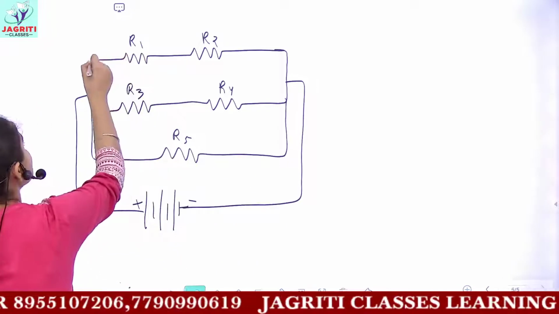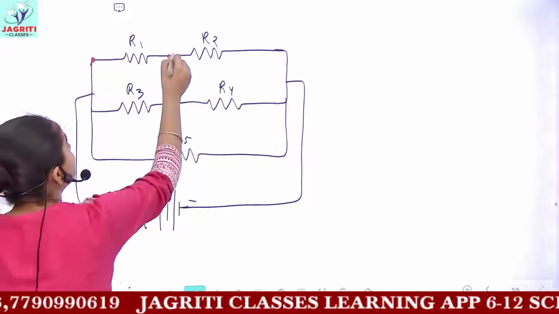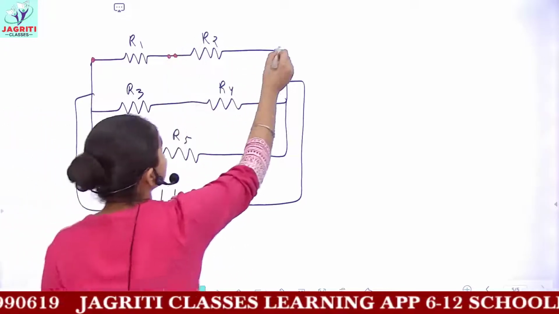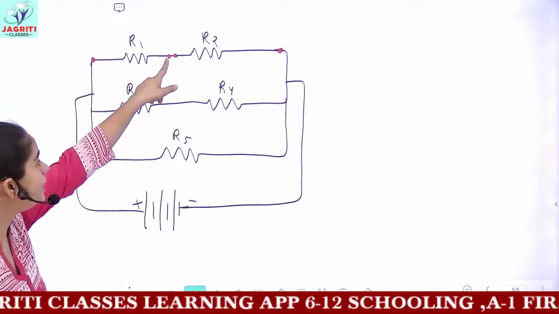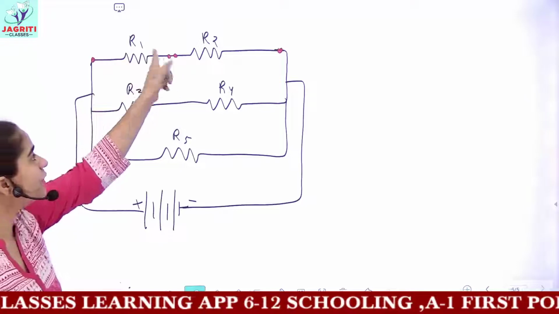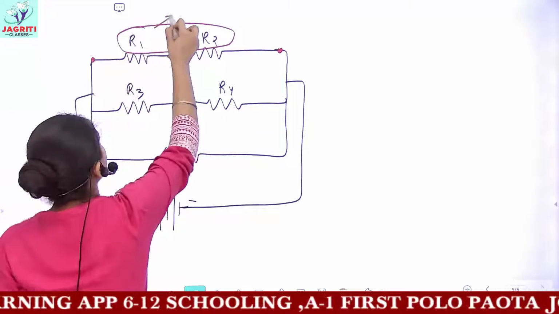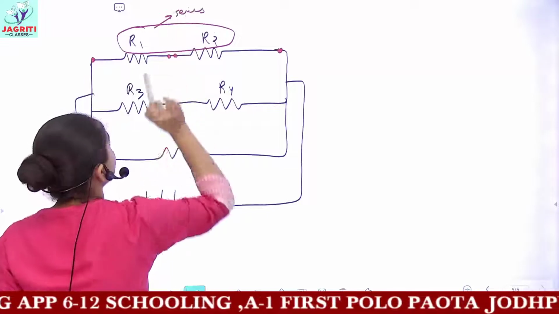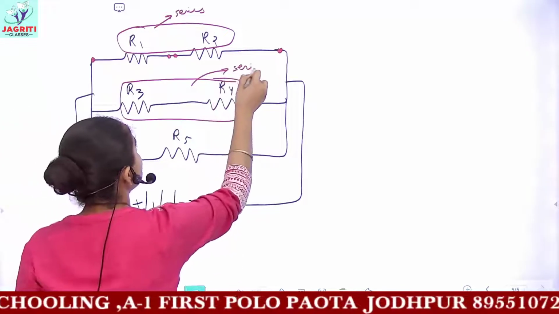This is the starting point of R1. Let's suppose this is the ending point. This is the starting point of R2. This is the ending point of R2. As you can see, the ending point of R1 is joined with the starting point of R2. This means R1 and R2 are in series combination. Similarly, R3 and R4 are also in series combination.